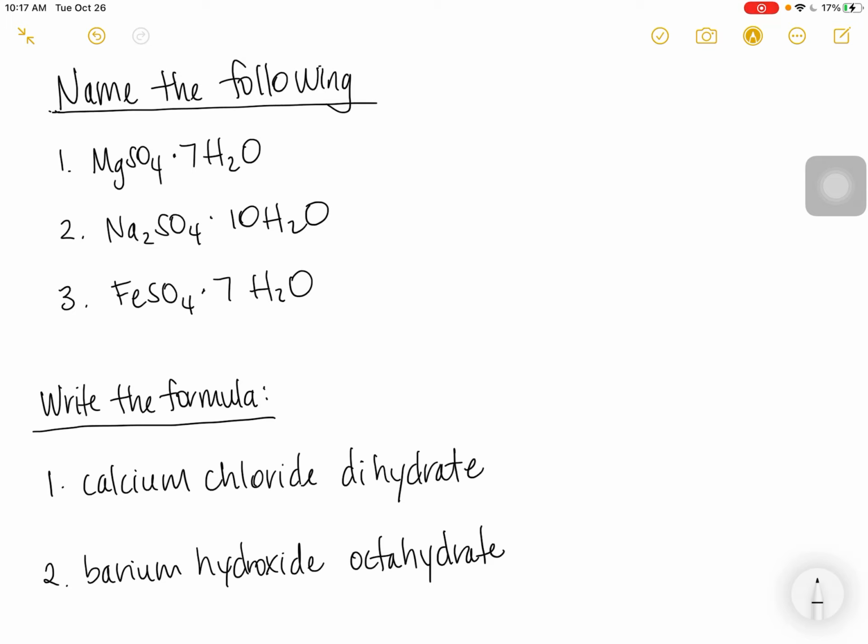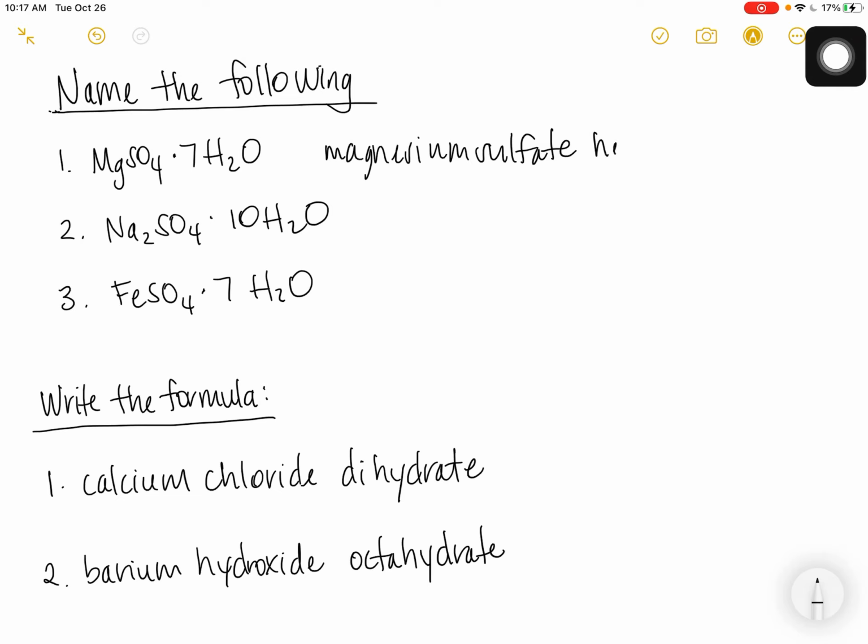Okay, so naming is actually relatively simple. To name a hydrate, you name the ionic part of the hydrate first, just like all the other things we name. So in number 1, MgSO4, that's magnesium sulfate. And then we use our covalent terms for our numbers. So 7 is the one that nobody can remember, which is hepta. And then we finish it with hydrate. And that's how you name a hydrate. So you name the ionic part, the prefix for the number that comes in front of the H2O. In this case, it's 7, so hepta. And then we finish it with hydrate.